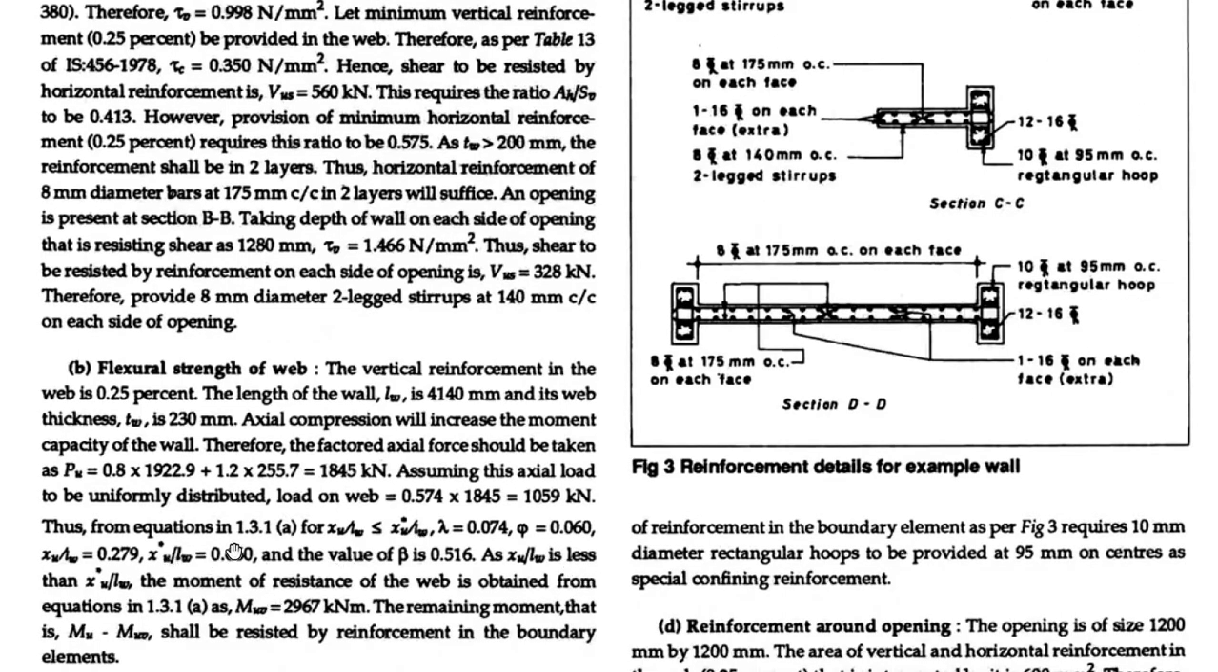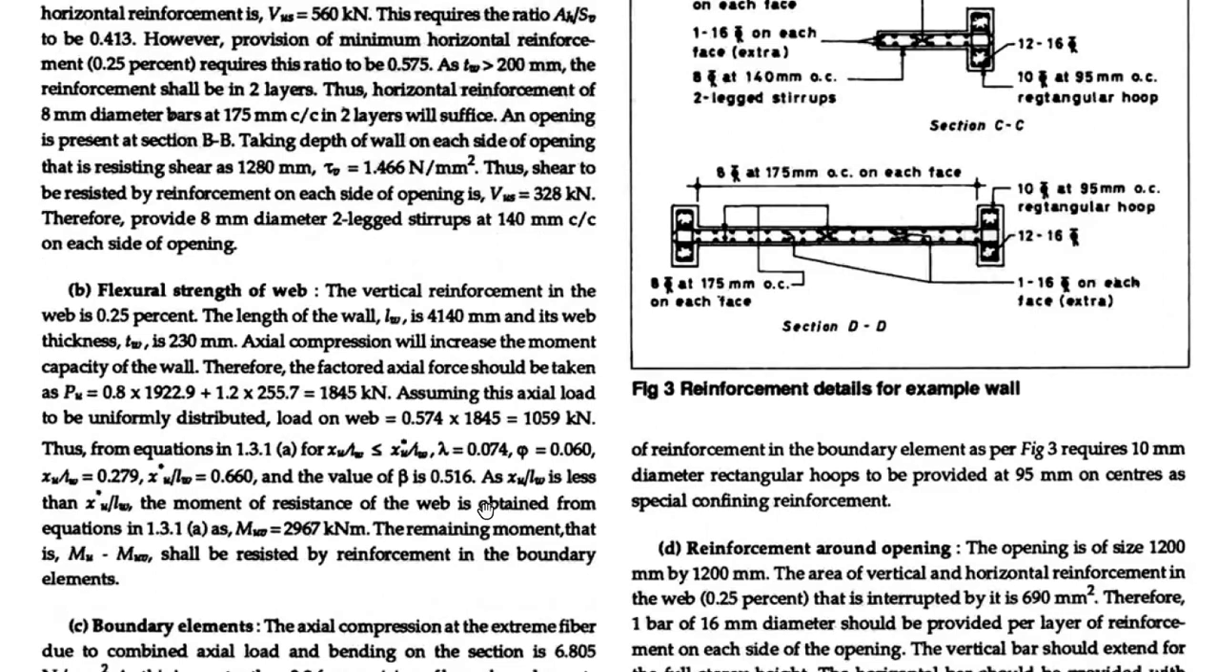Thus, from equations in 1.3.1a, it can be found out that the moment of resistance of the web is 2967 kilonewton meter. The remaining moment, that is Mu minus Muv, shall be resisted by reinforcement in the boundary elements.